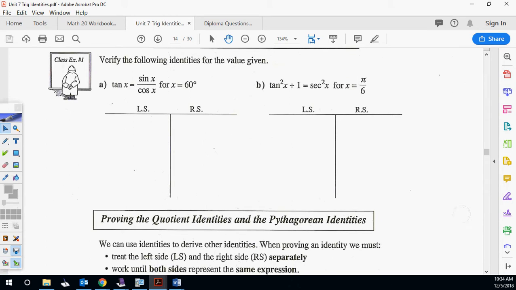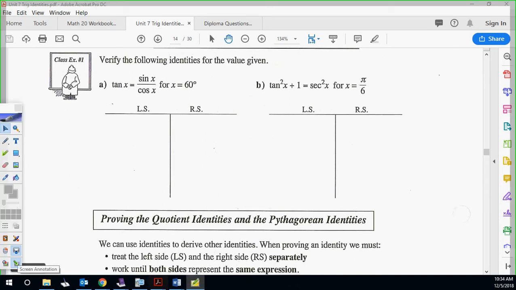For example, we're proving that tan x is equal to sine x over cosine x for x equals 60. So we're just going to work the left side and the right side and prove they come to the same conclusion, which means that they are equivalent, right? Let me say that one more time. I know this is a lot of verbiage. Tan x equals sine x over cosine x is what we're proving. We're going to use 60 degrees to prove that these values will give the same output, which means they are the same thing.